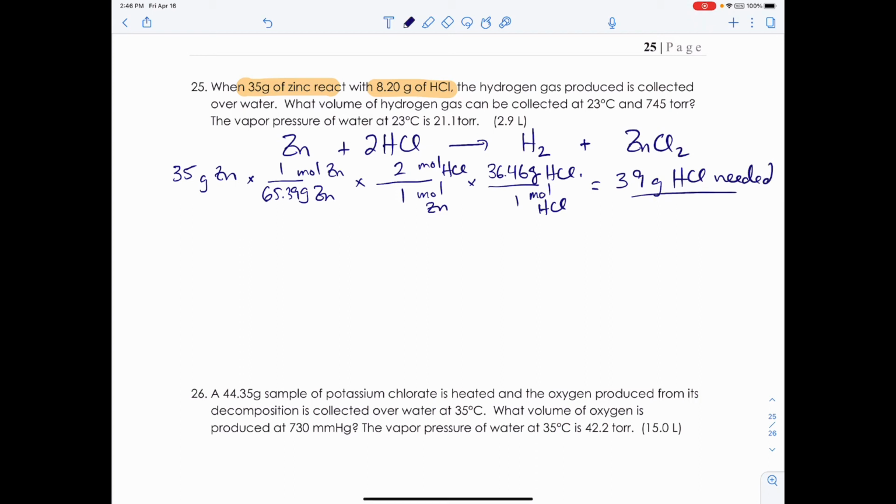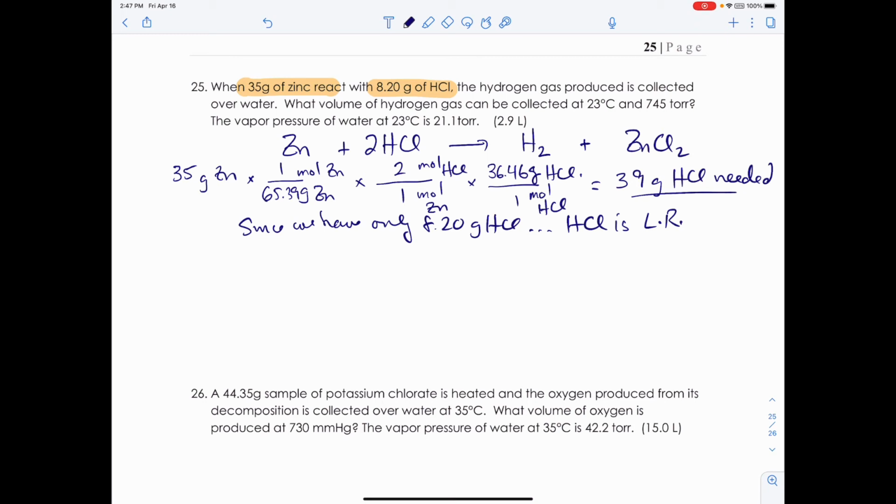Do we have 39 grams of acid? Well, up in the question, we were told we have only 8.2 grams of acid, right? So since we have only 8.2 grams of acid, it's going to run out. We don't have enough acid. So the acid is the limiting reagent. The limiting reagent is the reactant that runs out first.